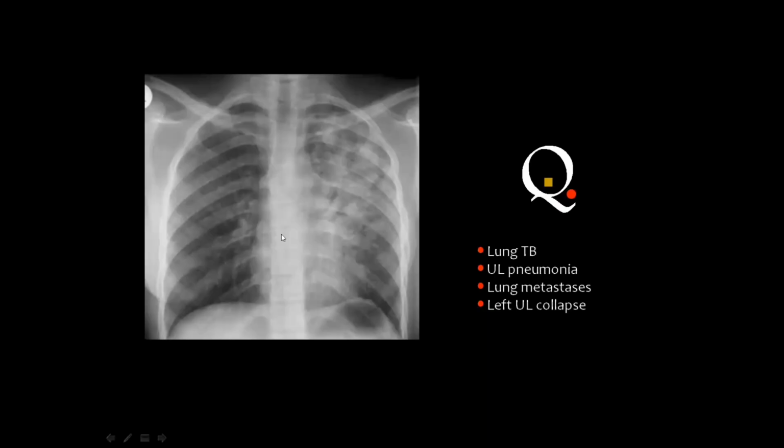Then this is a chest X-ray also, and the possibilities are TB, upper lobe pneumonia, lung metastasis, left upper lobe collapse. Yes, TB. Metastasis will be multiple well-defined lesions, but this is a fluffy opacity. Or I mean that they are extremely ill-defined, patchy, nodular and strandy. All of these are classic criteria for TB.